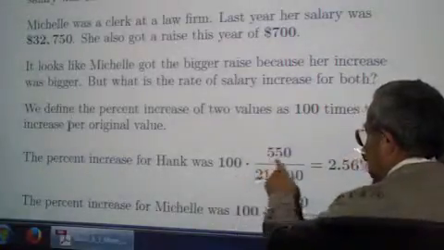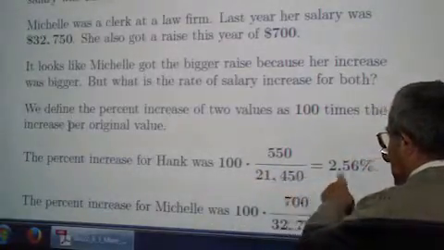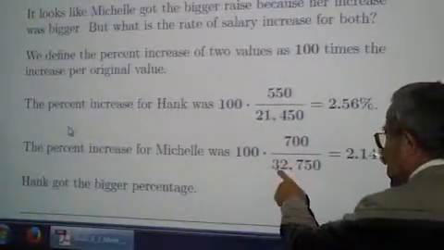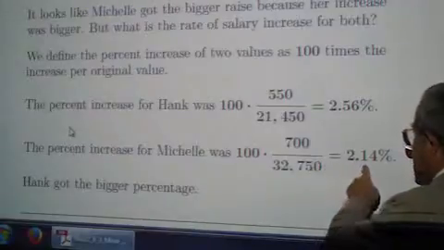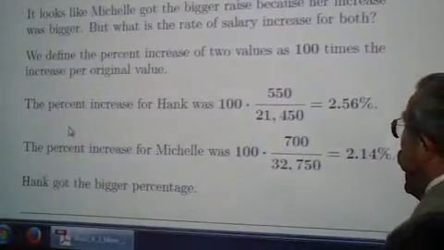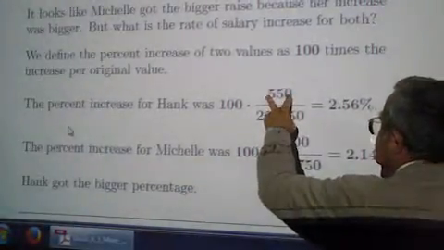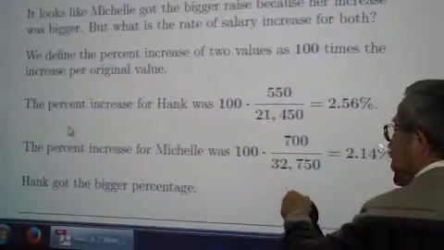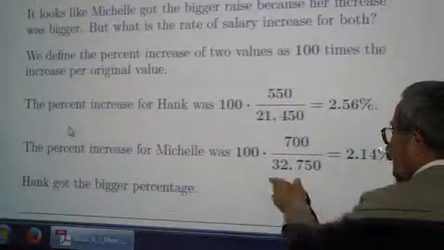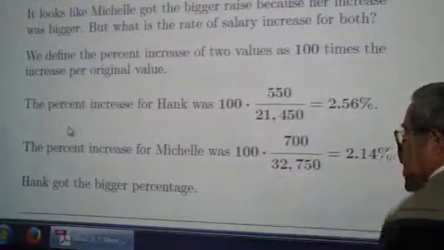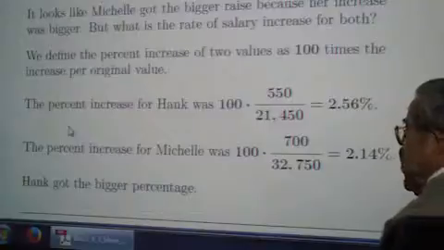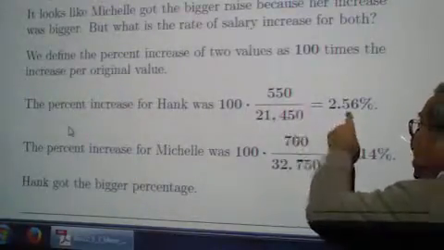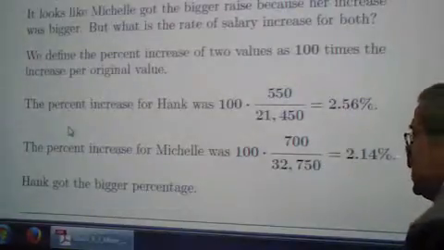Well, we have 100 times 550 over 21,450, which is 2.56%. We got 700 over 32,750, which is 2.14%. Okay? The increase over the original number, the year before the increase, and the dollars before the increase. So although the numbers are smaller, he gets a better percentage.